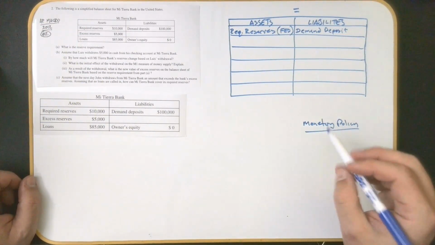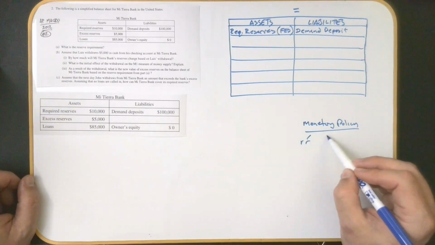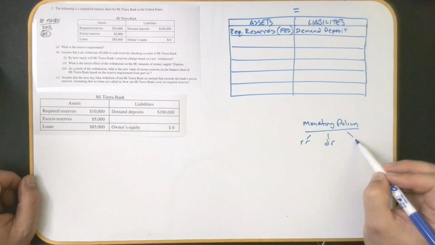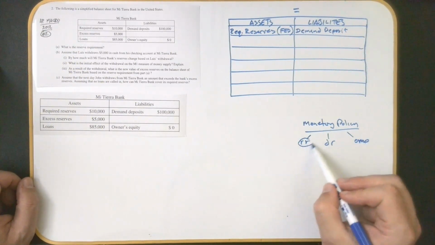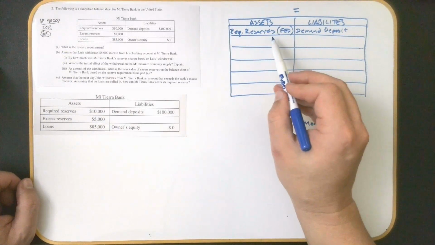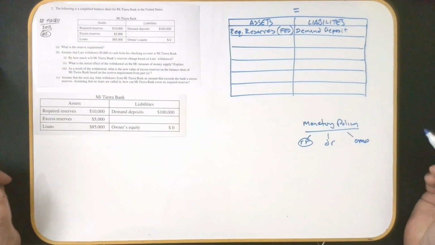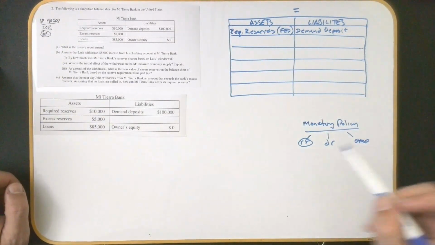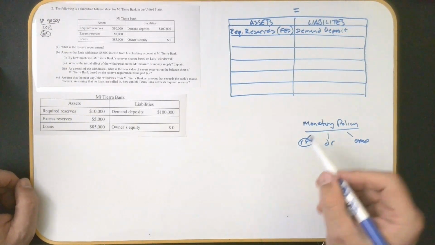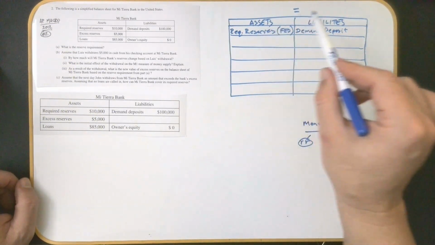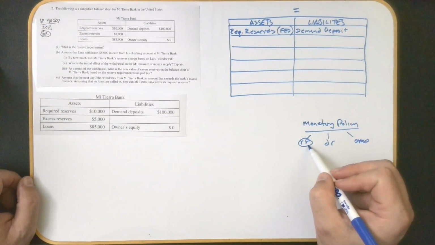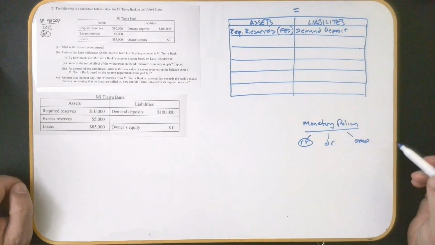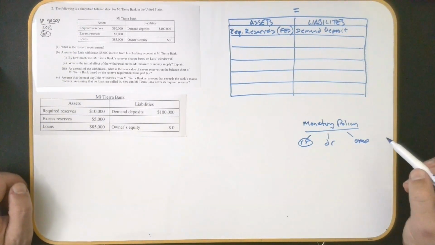Remember the Fed has three tools: the reserve ratio, the discount rate, and open market operations. Whatever the reserve ratio is, that is affecting your required reserves. So here's what they're going to do. They're either going to ask what the reserve ratio is, and you just figure it out by doing a ratio of required reserves over demand deposits, or they're going to tell you the reserve ratio and ask how much they have to keep in required reserves. One of those two things.